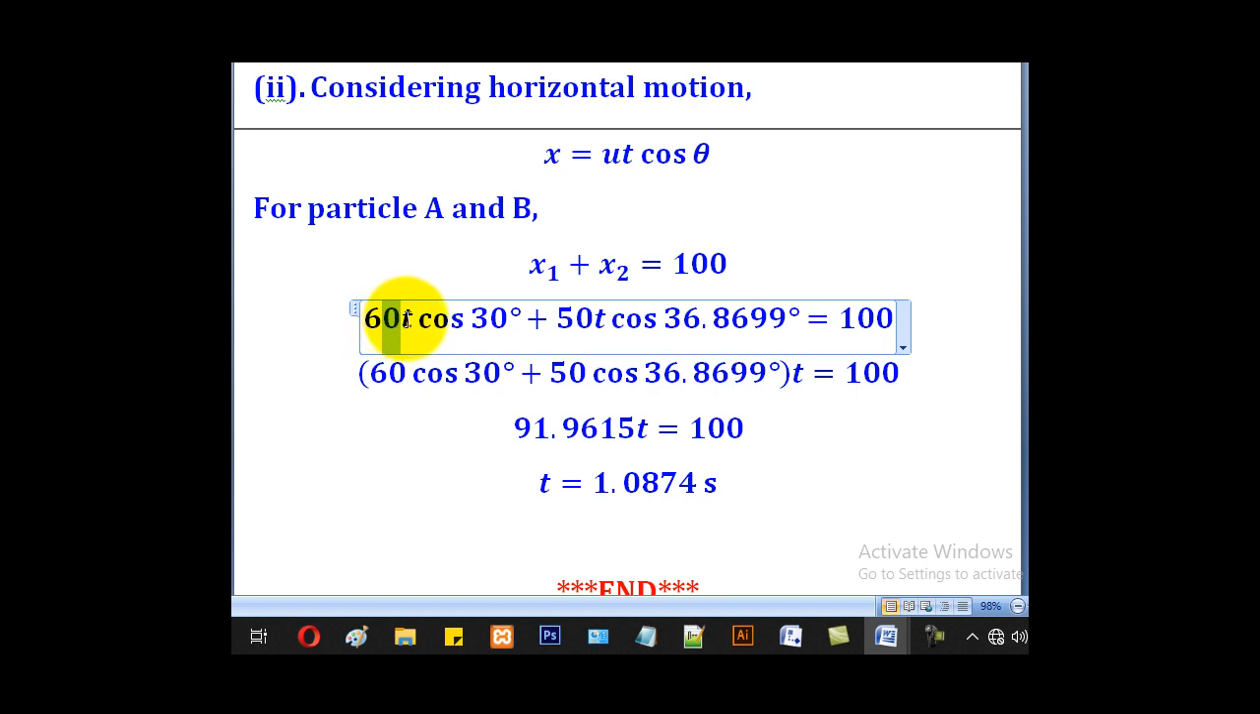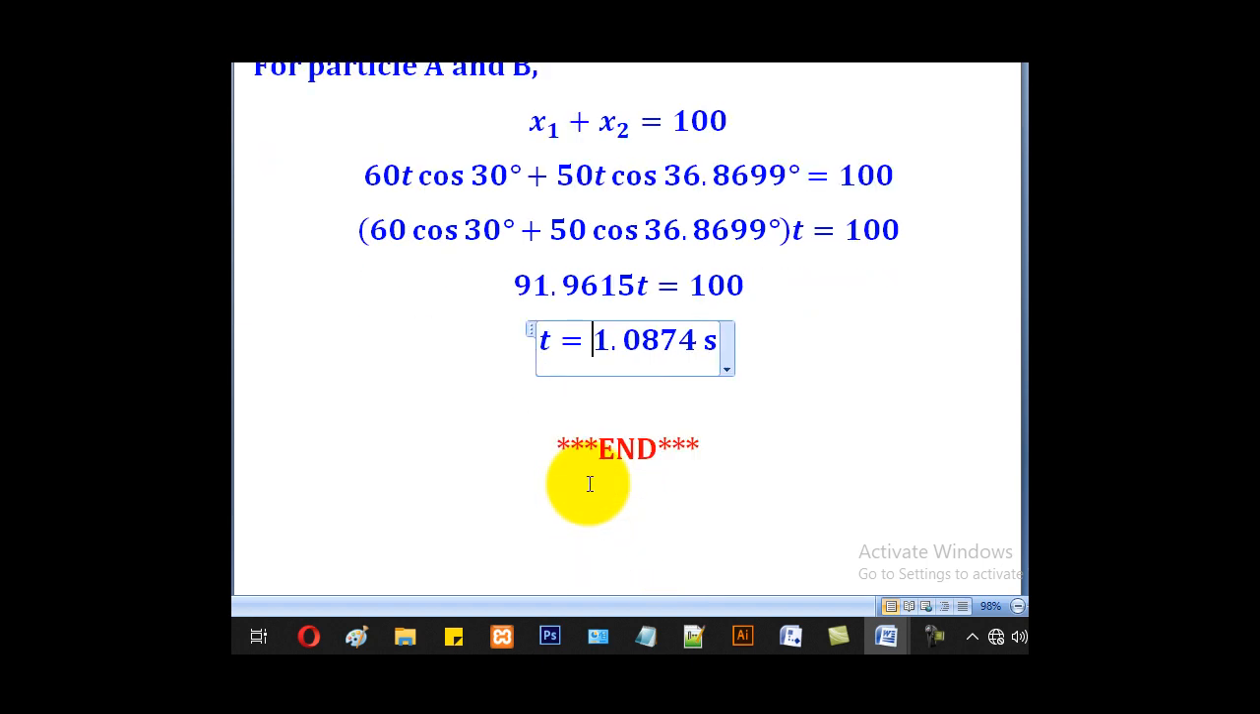You shall realize that t is common in both. So factorize it out, you get this. When you make t the subject, you come up with 1.0874 seconds. So that brings us to the end of today's lesson.